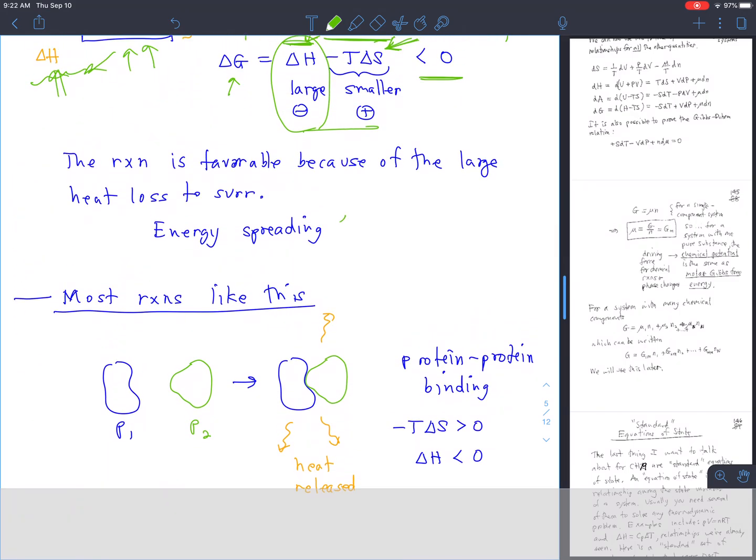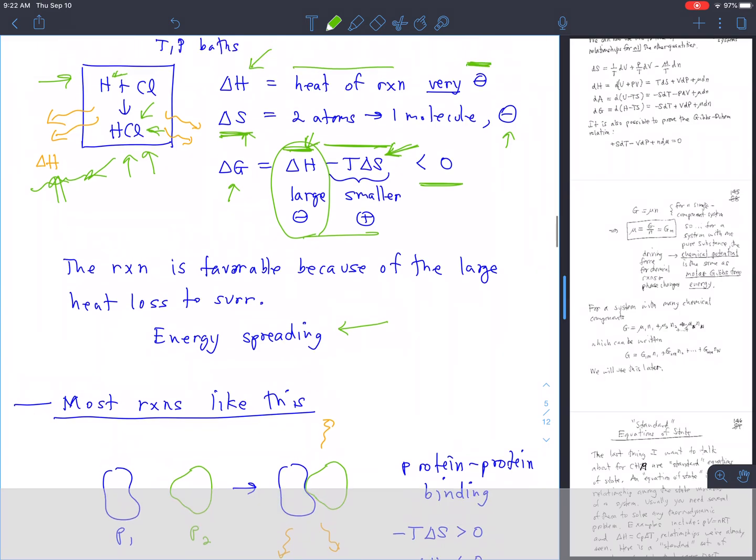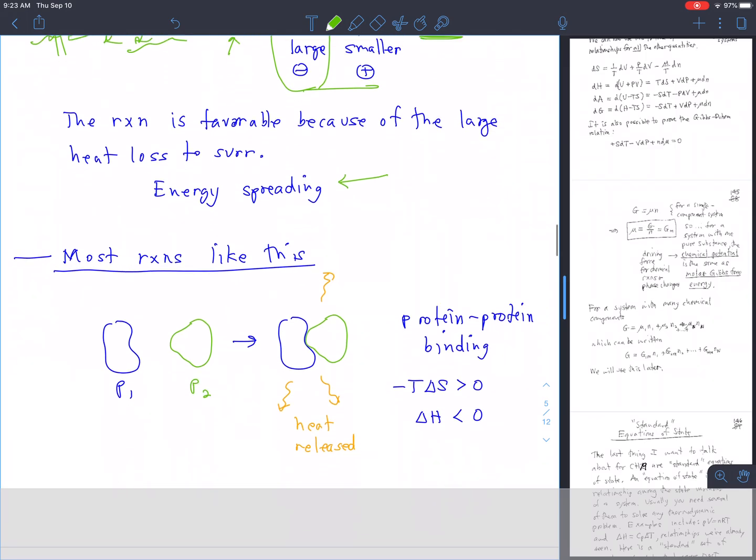Again, I've said this quite a bit already, but let me just point out that this business of energy going out into the surroundings, heat going out into the surroundings, is an example of a spreading out of something, either matter or energy. And that always gives rise to an increase in overall entropy. Well, in this case, entropy of the surroundings, which overcomes the small unfavorable change in the entropy of the system.